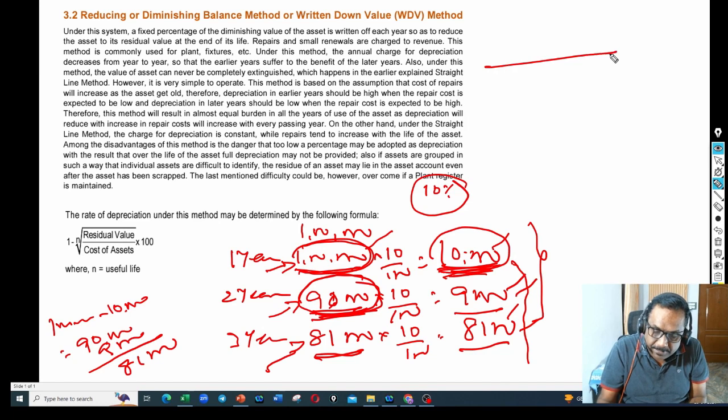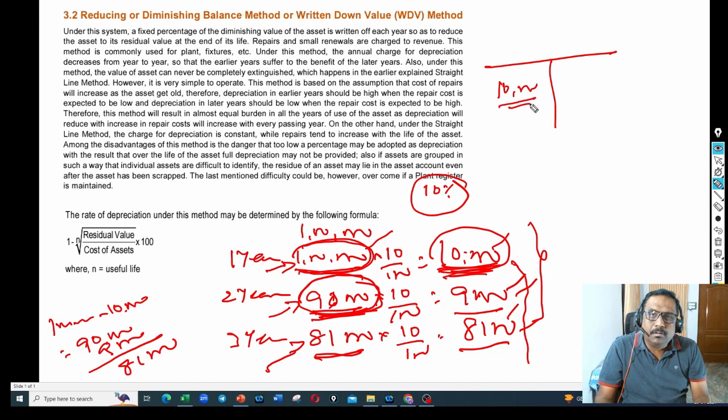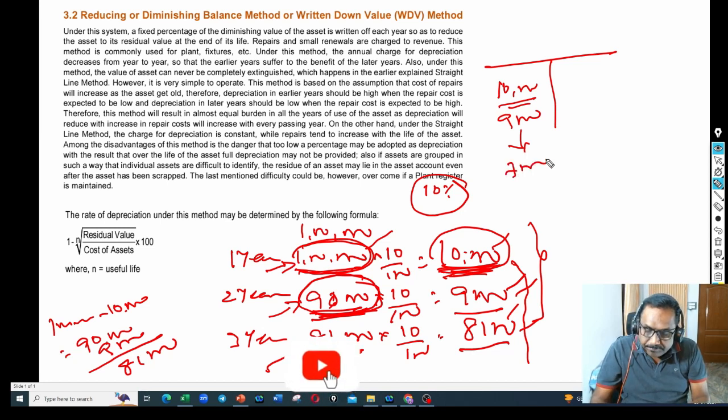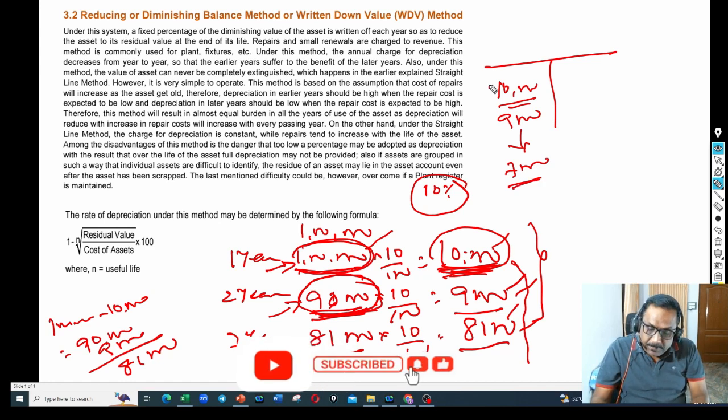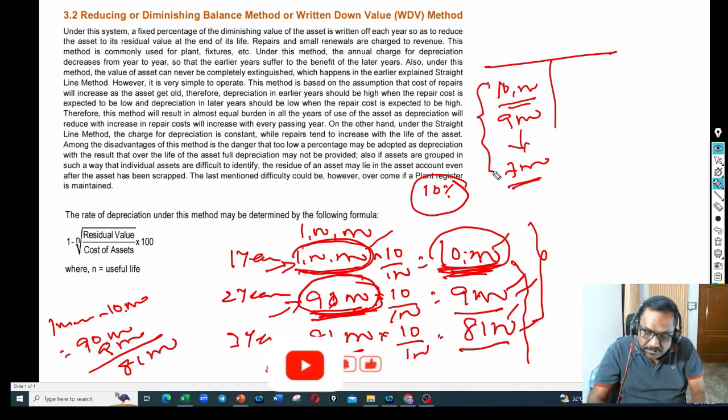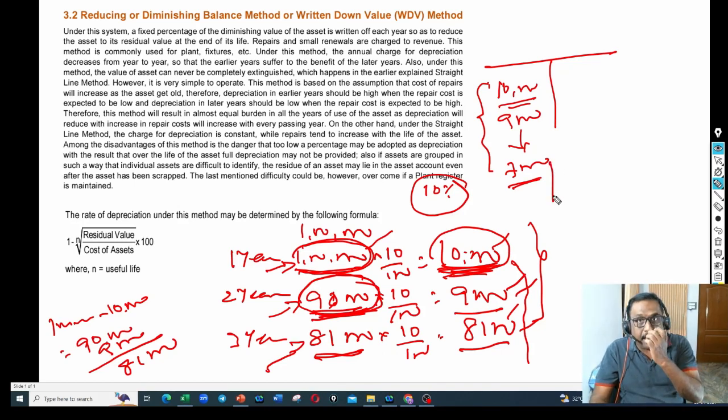For example, if I prepare a P&L account, first year we charge depreciation of 10,000. At that time we will not have much repairs and maintenance because it is a new asset. Next year it is going to be 9,000. Even then your repairs and maintenance will not be much. The minute you go year on year, probably after 3 years, you will be charging only around 7,000 depreciation. That means your depreciation value keeps on reducing. From second year, third year onwards, your repairs and maintenance amount might increase.